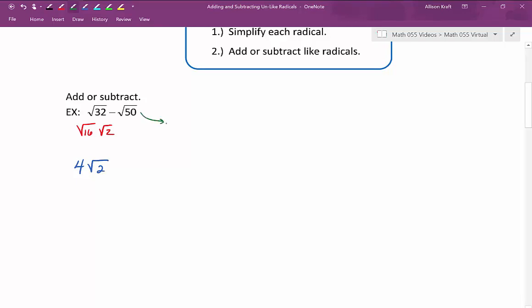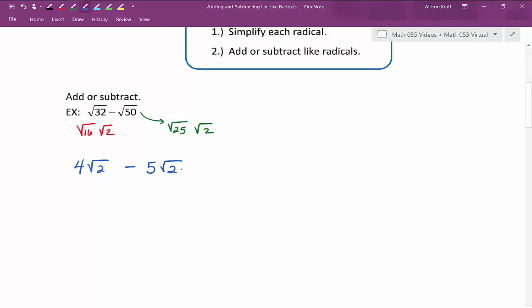And then I want to simplify the square root of 50. Again, we're looking for the largest perfect square that's a factor of 50. 25 goes in 2 times. So this becomes the square root of 25 times the square root of 2. And we know the square root of 25 is 5. So that simplifies to be 5 square root of 2.